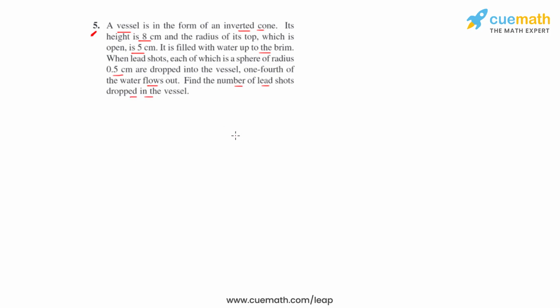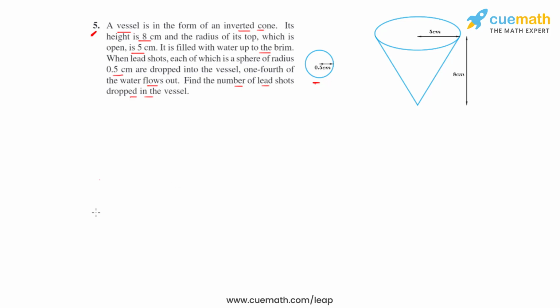So to start with, we'll draw a figure of the vessel and the lead shots to visualize it better. And this is how the inverted cone looks, in which the water is filled up to the top surface, which is called the brim. This is a lead shot with radius 0.5 centimeters, and we do not know how many such lead shots have been dropped into the inverted cone. But on dropping a certain number of these lead shots, 1/4 of the water in the vessel flows out.